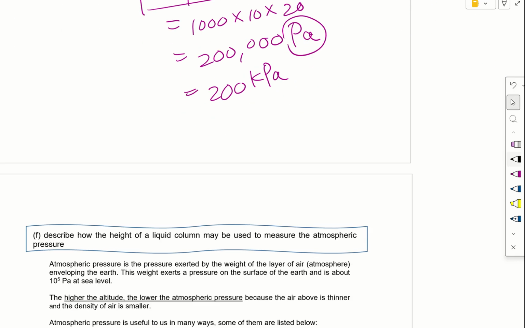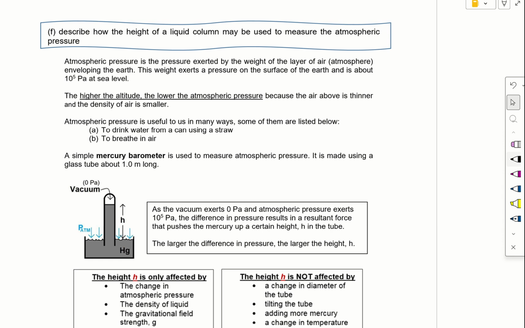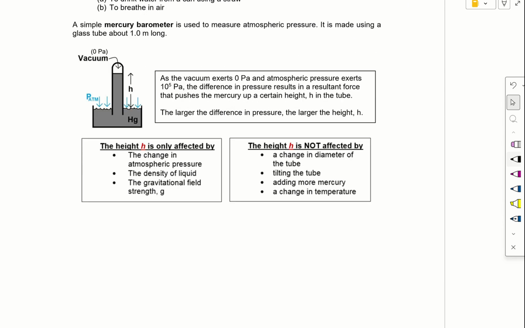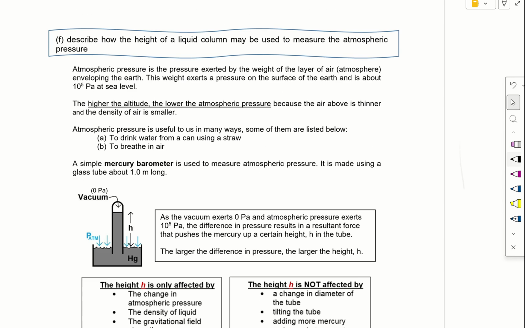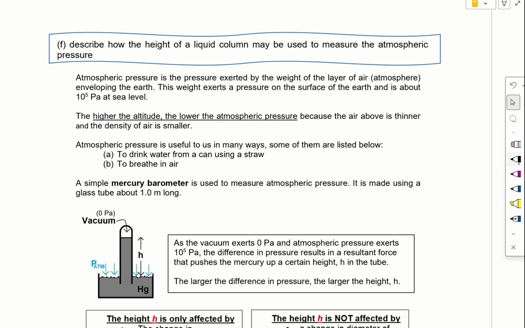Okay. Next, F. Describe how the height of a liquid column may be used to measure the atmospheric pressure. So now we are actually going into liquid pressure and gas pressure. Okay. Now what is atmospheric pressure? It's the pressure exerted by the weight of the layer of air or atmosphere enveloping the earth. This weight of air exerts a pressure on the surface of the earth and is about 10 to the power of 5 Pascal at sea level.